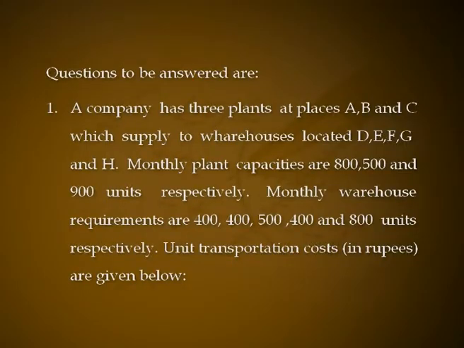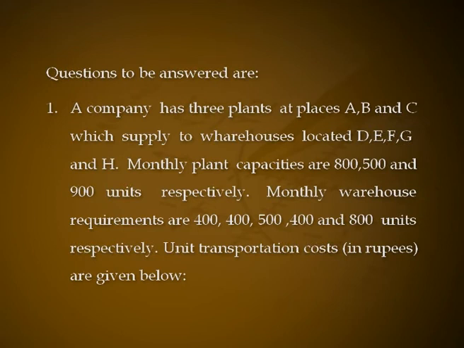Before we attend the next unit, please try to answer the following questions. Question number 1. A company has 3 plants at places A, B and C which supply to warehouses located at D, E, F, G and H. Monthly plant capacities are 800, 500 and 900 units respectively. Monthly warehouse requirements are 400, 400, 500, 400 and 800 units respectively.